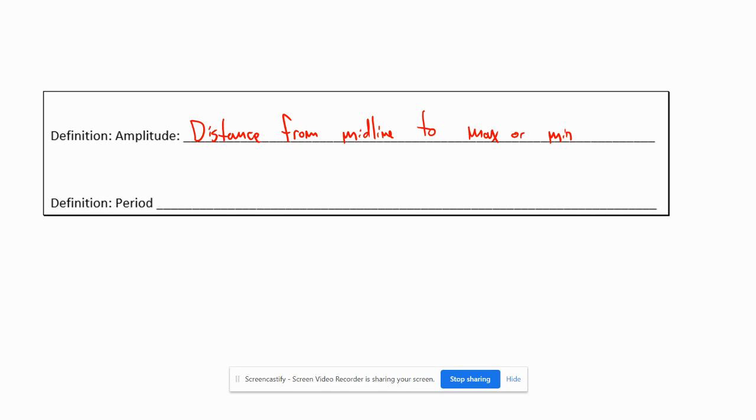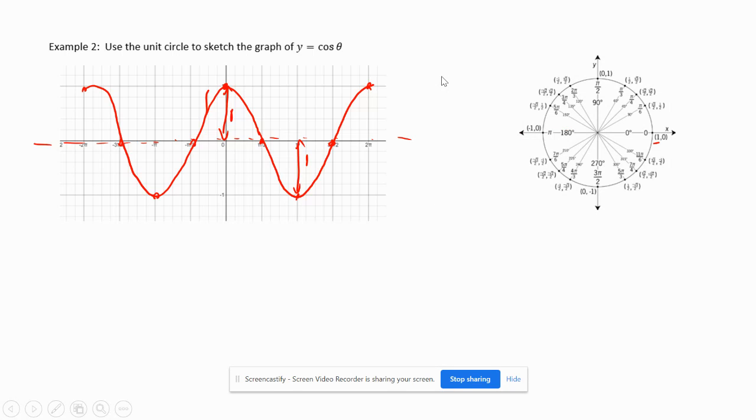That's how we're going to define the amplitude. The period: you look at this graph, if I go from here to here, this distance, which in this case is 2 pi, is the length of one full cycle. Now, it could have gone from this point to this point, or from this point to this point. It doesn't really matter, because the distance is always going to be 2 pi. The length of one cycle of the graph is what we call the period.